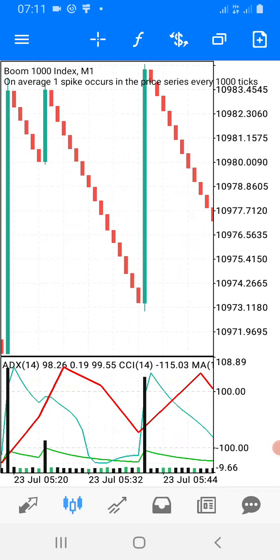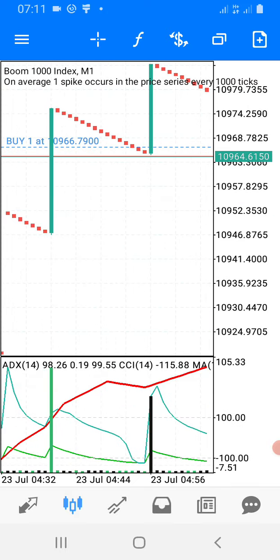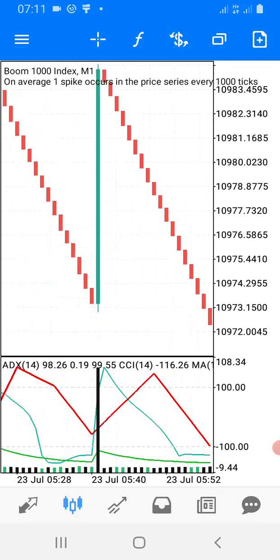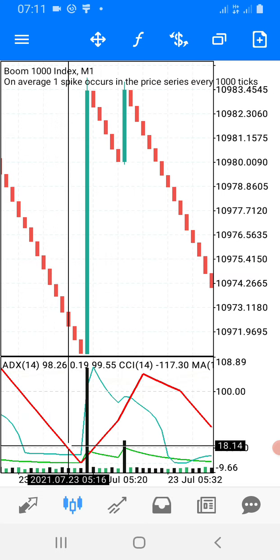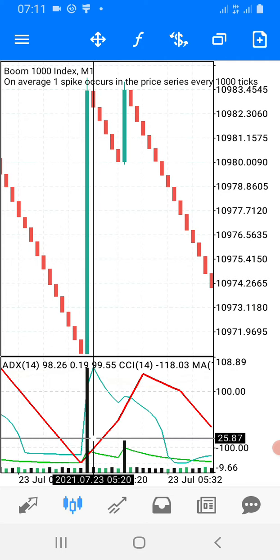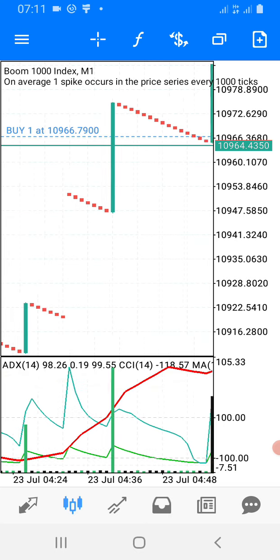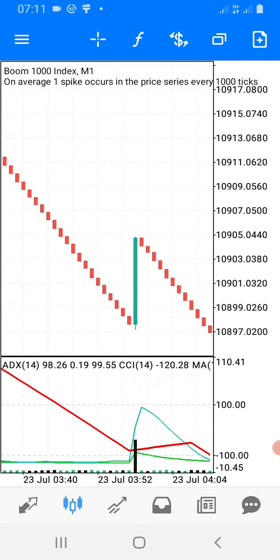So, this is how the strategy works for Boom 1000. You look out for the red moving average reaching the oversold level, and then it spikes. The moment the red moving average crosses below this green line, you are expecting a spike. It works for Boom 1000, Crash 1000, Boom 500, and Crash 500.